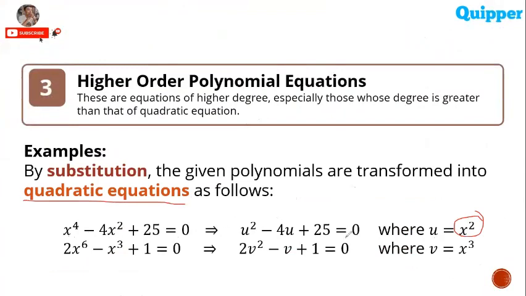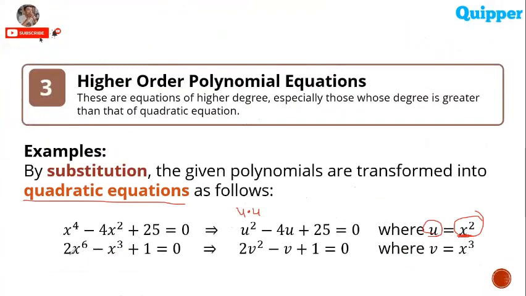So in here, we let the value of u be equal to x squared so that when we substitute, since this is x to the 4th power, that is composed of two u's, okay? Because u is equal to x squared and another u is equal to x squared. U times u is u squared, but when we translate that, that is just x to the fourth power. Okay, u squared minus 4u plus 25 equals 0. Take note that our value of u here is x squared.